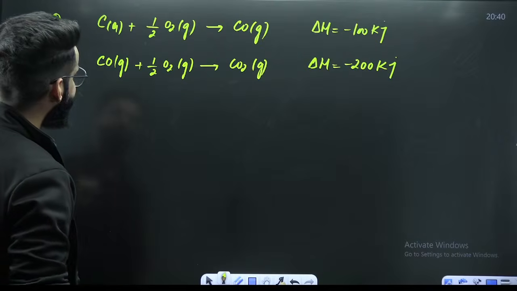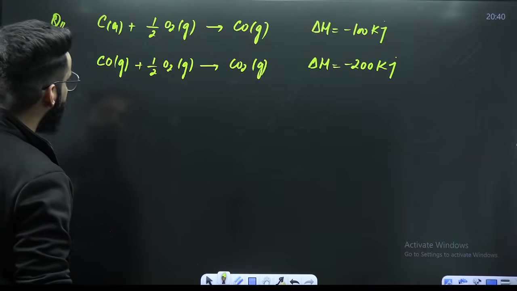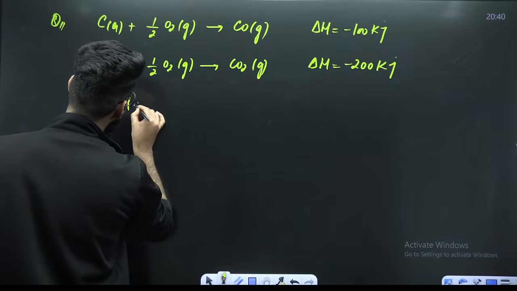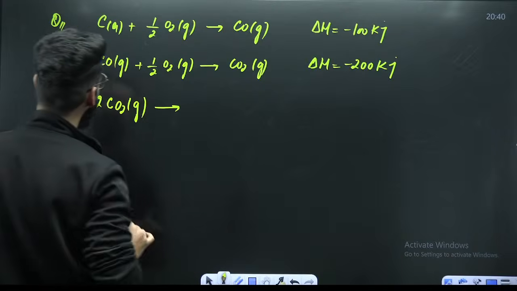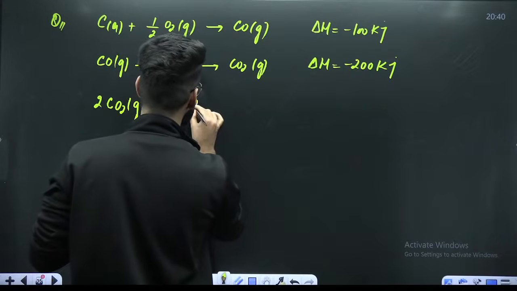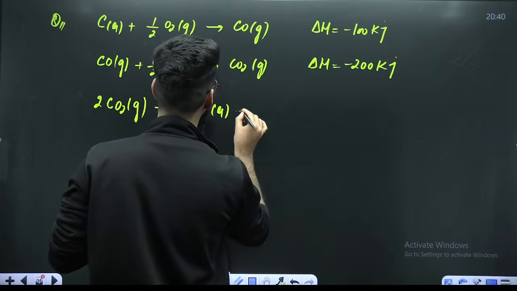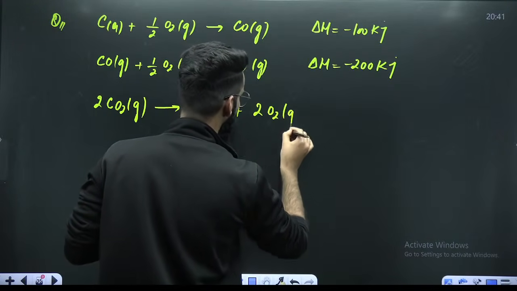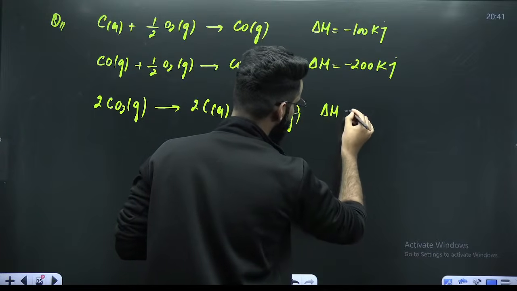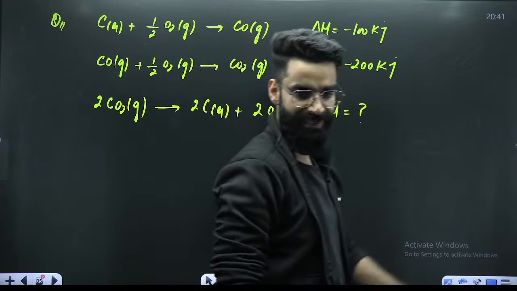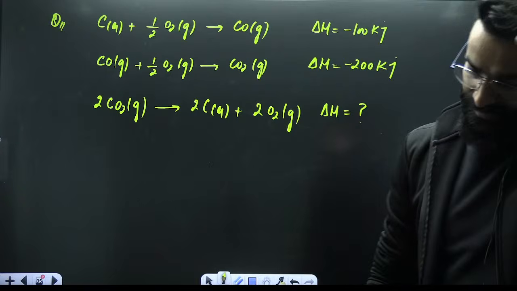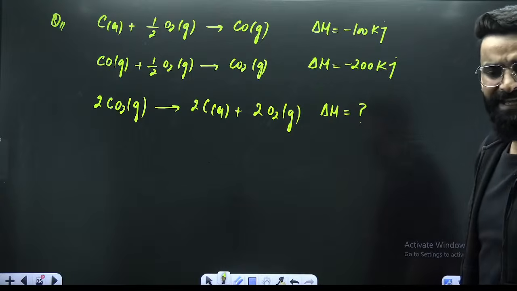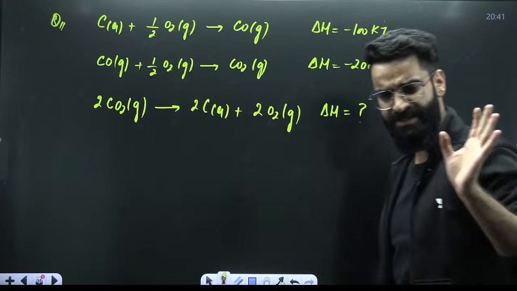Now, 2 times carbon dioxide gives 2 times carbon graphite plus 2 times O2. You're supposed to calculate delta H for this particular reaction. Can you give it a try? People, can you give it a try? This will be the type of question which will be asked. A very simple and basic question.